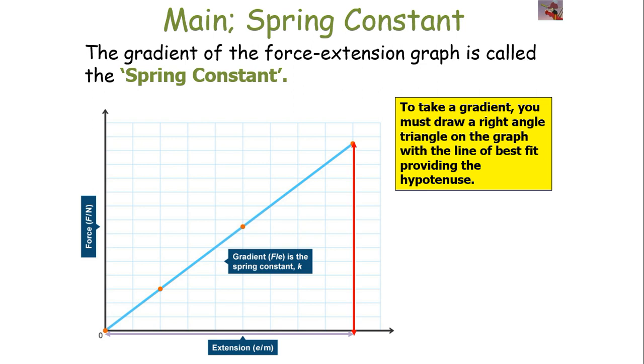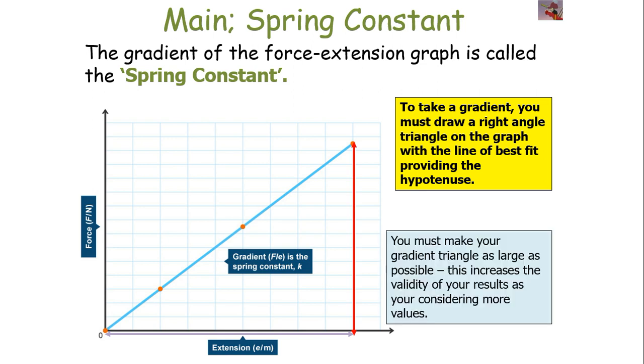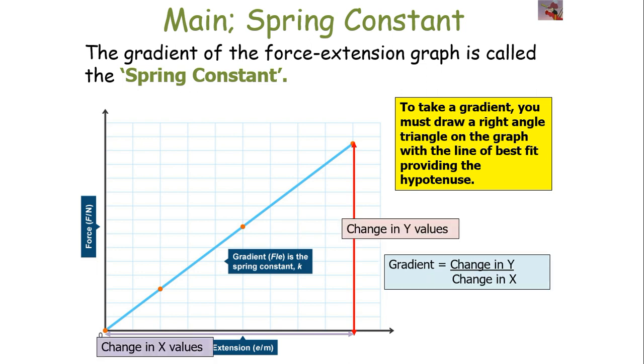Now, to take the gradient, you've got to draw a right angle triangle on the graph with a line of best fit providing a hypotenuse. Now you've got to make your gradient triangle as large as possible because it increases the validity of your results because you're considering more values. So you'll work out your change in y values, you'll work out your change in x values, and the gradient is then the change in y over the change in x, which is the change in force over the change in extension, or F over E, which we'll call the spring constant.